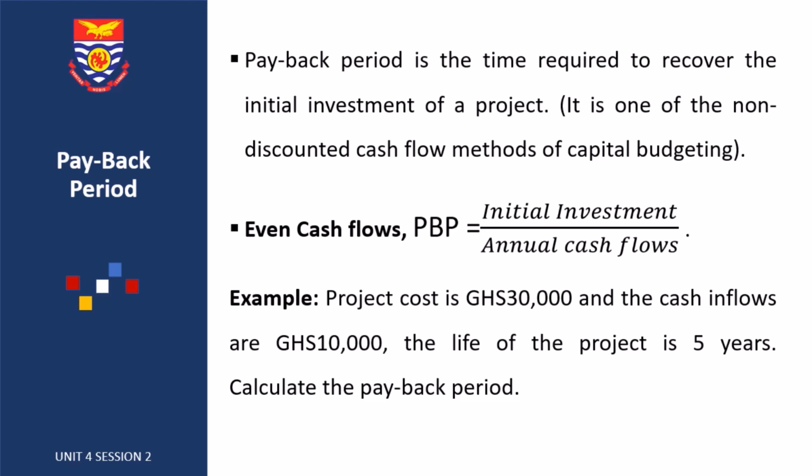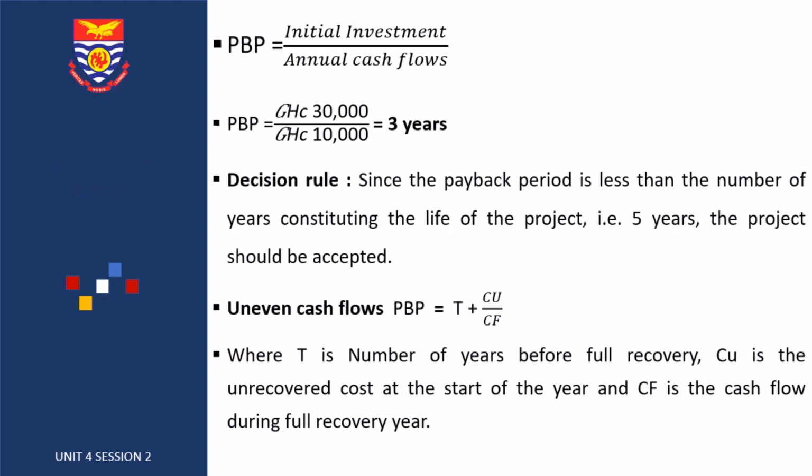So if the cash flows are the same, the formula is the initial amount invested, which is 30,000, over annual cash flow, which is 10,000. And at the end, we are going to get 3 years. So the initial amount that was invested is 30,000 and the annual cash flow is 10,000. So we are going to get 3 years as our payback period.